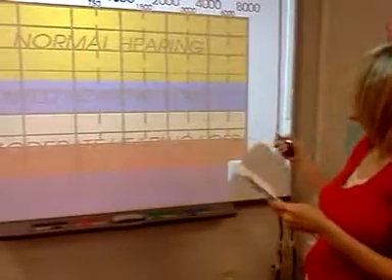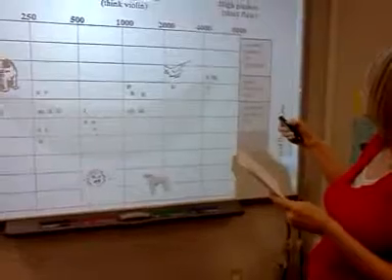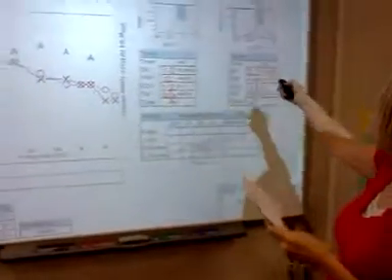According to your child's tympanogram, both the left and right ears are within normal limits, which lets us know that her middle ear is functioning properly.